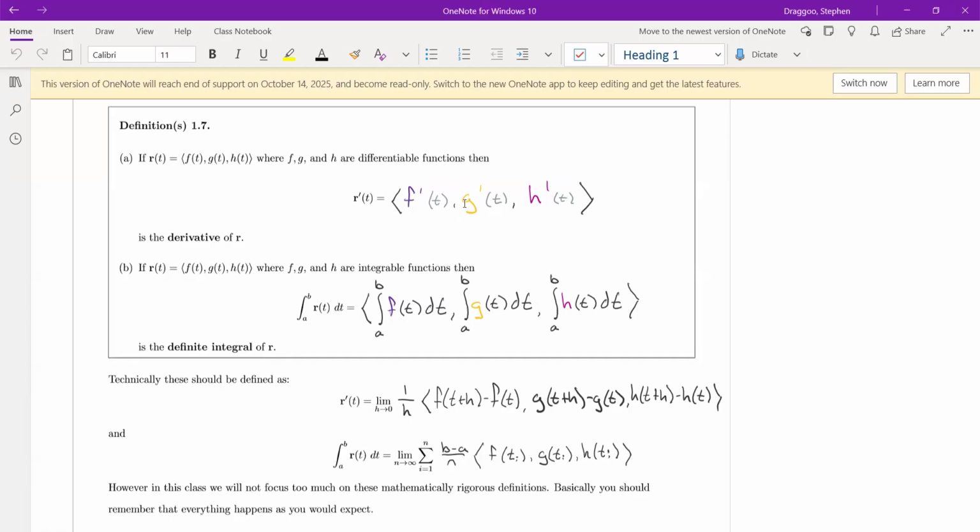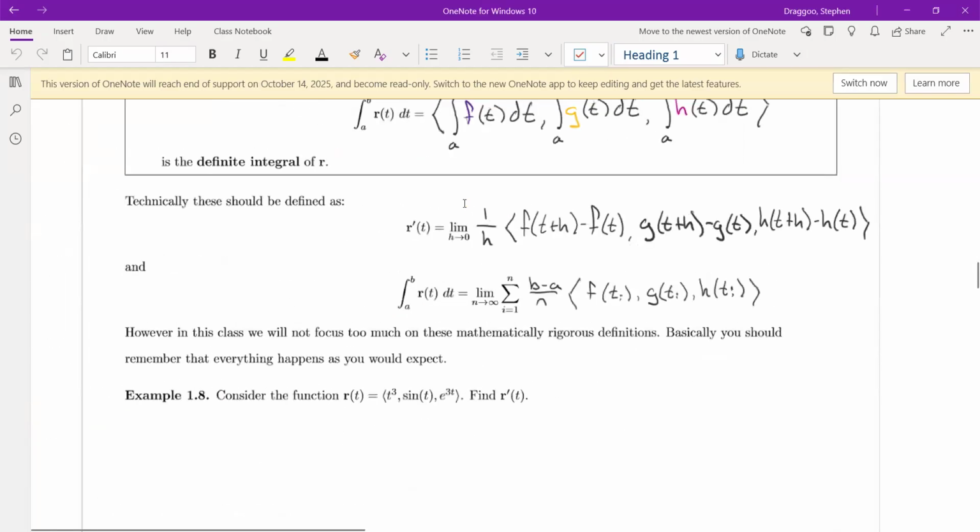But for our starting set of derivatives and integrals, we're just going to go back to exactly the derivatives and integrals we've been used to. So just take a derivative right down the line of f, g, and h. Or if I need an integral of my vector function, then it's just the integral of each component right down the line.